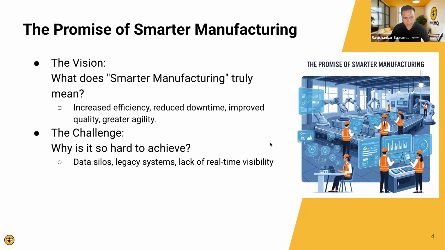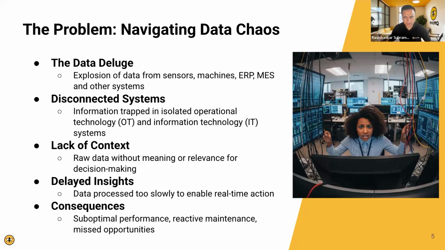How do you break the data silos, overcome legacy systems, and the inability to see the data in real time and achieve your end results? So again, when you look at the data chaos, the data deluge is all about the explosion of data. I think manufacturing is, if I'm not mistaken, the number one source of data generated, more than anything else, because you have all of these different systems like sensors, machines, ERP systems, and other applications and databases generating millions and millions of data points that are exploding. And unfortunately, these systems are totally disconnected and isolated.